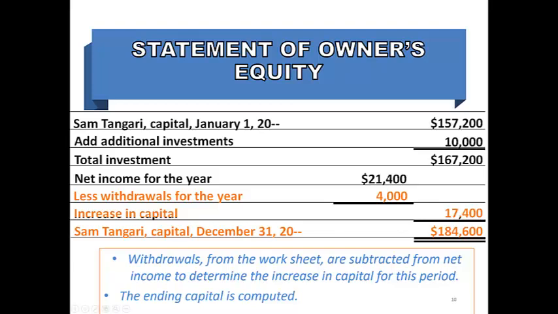If we subtract these two, we have 21,400 coming in income, 4,000 going out in drawing. So the difference there is an increase in capital of 17,400. The income, the 21,400, is greater than what was taken out, so we know we have an increase. So taking the total investment, adding the increase in capital, we'll get an ending capital balance of 184,600.